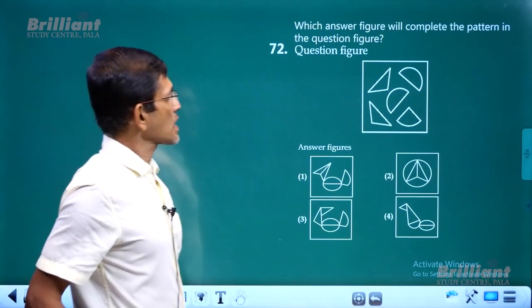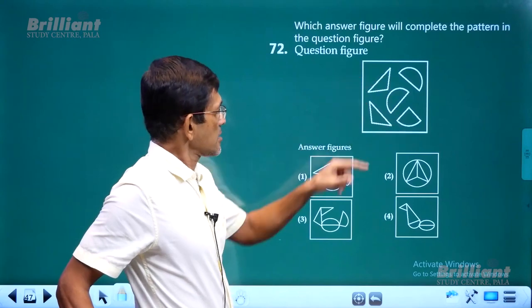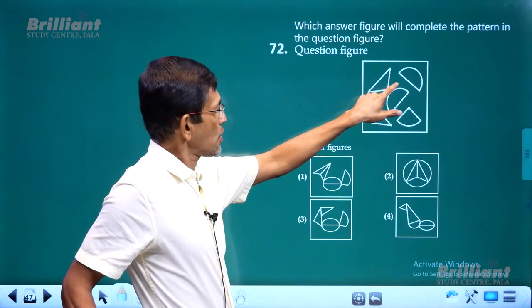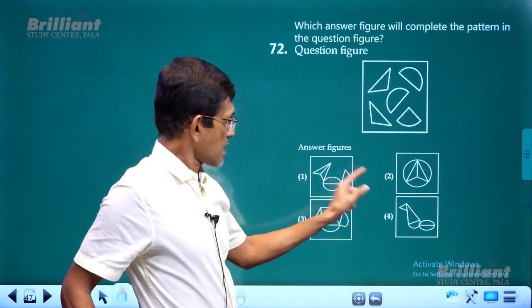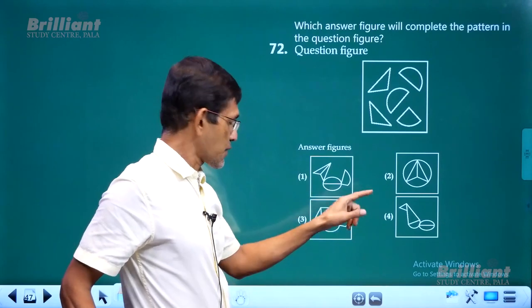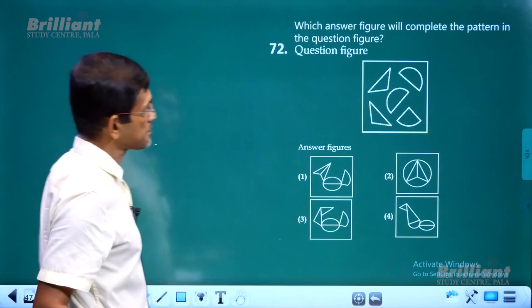Which answer figure will complete the pattern, the question figure? This is the question figure here. That means we have different pieces. So when we put all these pieces together, what kind of answer do we get? Either it's answer choice 1 or 2 or 3 or 4. That's the question. So look at it.